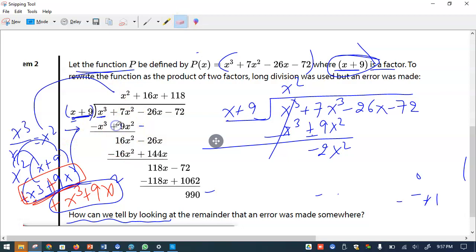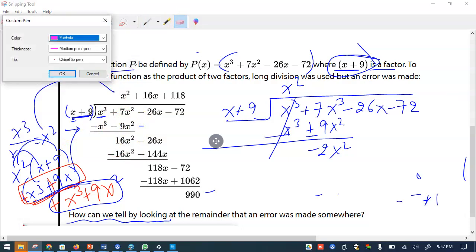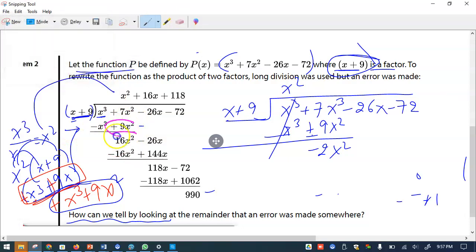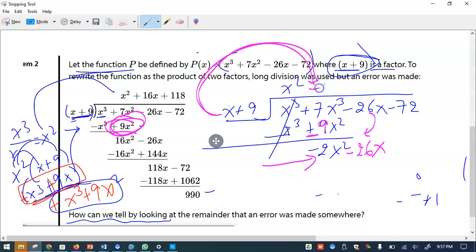Okay, let me take this out. So this is the mistake here. This should have been minus 9. Then you drop down this minus 26x. And what multiplies x? Now that we know, I'm going to do it directly. You need to get negative 2x squared. So what multiplied by x gives minus is minus 2x. And then you put minus 2x squared here.